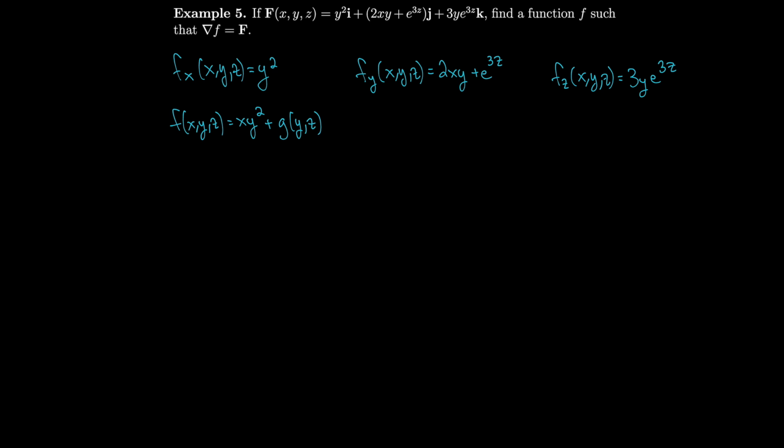So that means that I need to figure out what this function of y and z is in order to complete my potential function. So we've used this partial with respect to x, we have not used the y and the z yet, so we're probably going to have to use both of those. First, let's take the partial with respect to y and then compare it as we did before. So if we take the partial with respect to y, we get 2xy plus the partial of g of y, z with respect to y, so that's g_y(y, z).